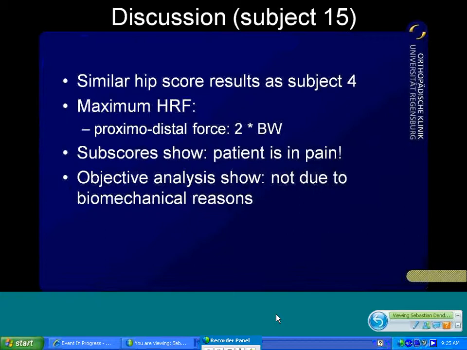So why does the patient have such low hip scores? If we have a look into the subscores, the quality of life subscores, for example, or the personal satisfaction subscores, we can see that the patient is in pain. But the objective analysis shows us this is not due to biomechanical reasons.